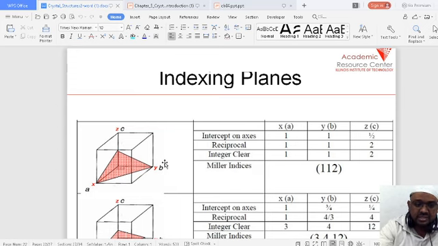If this is the case, it is intercepting a at unity, so the x intercept is 1, and y, and z. And z you will find is exactly half. That is the reason we have indicated half here. So 1, 1, and the reciprocal of 1 by 2 is 2. Whatever clear integers we get, the Miller indices are 1, 1, 2.